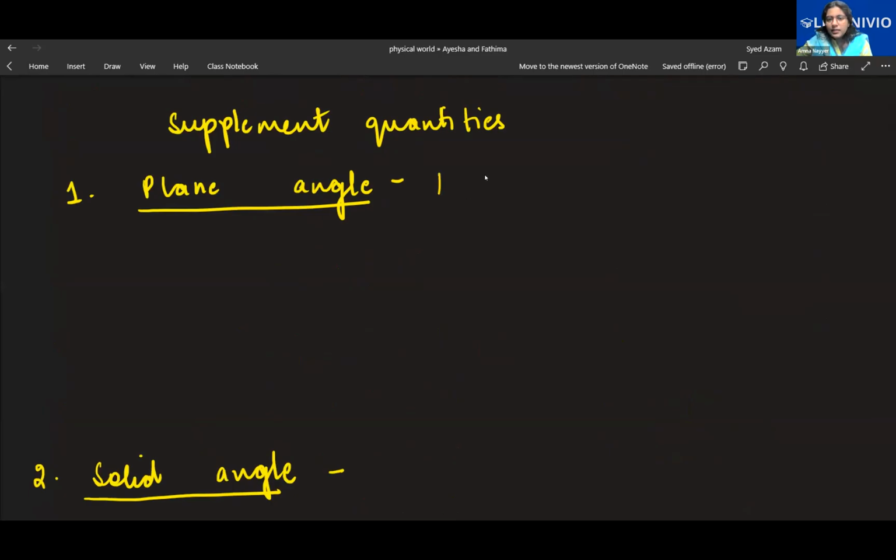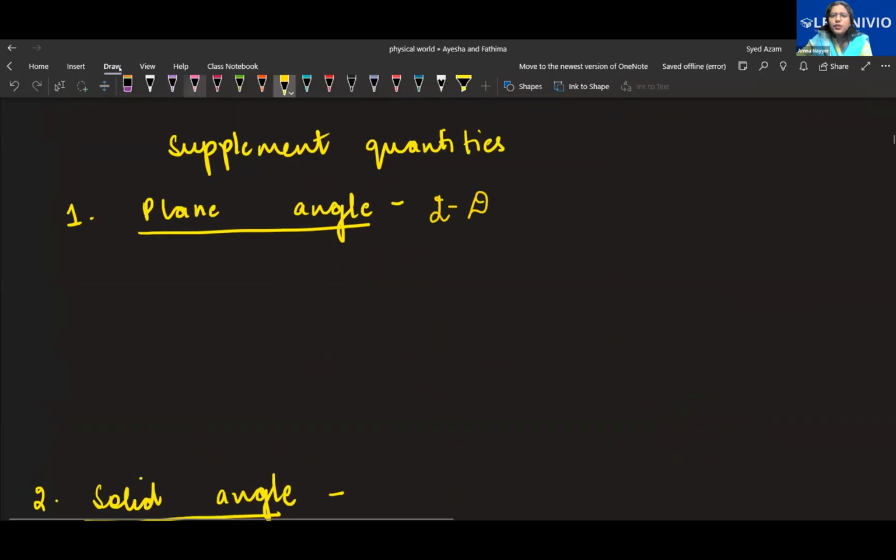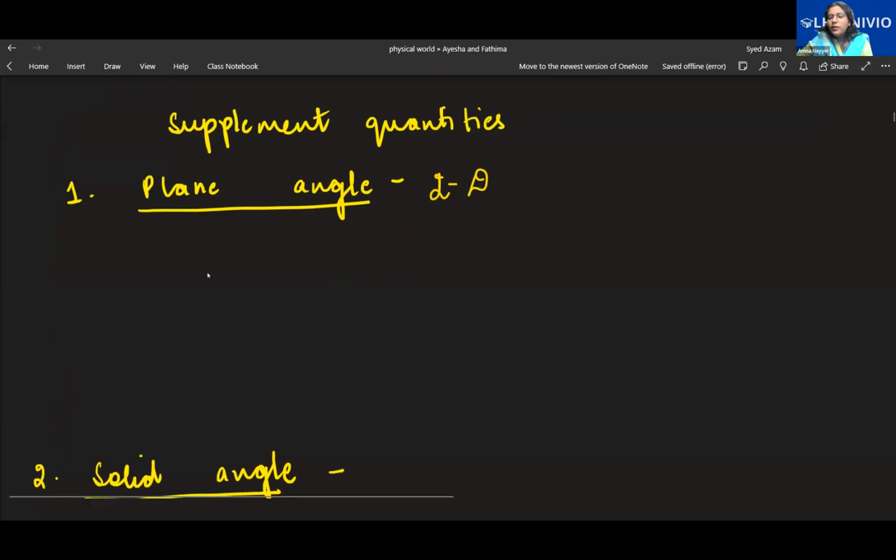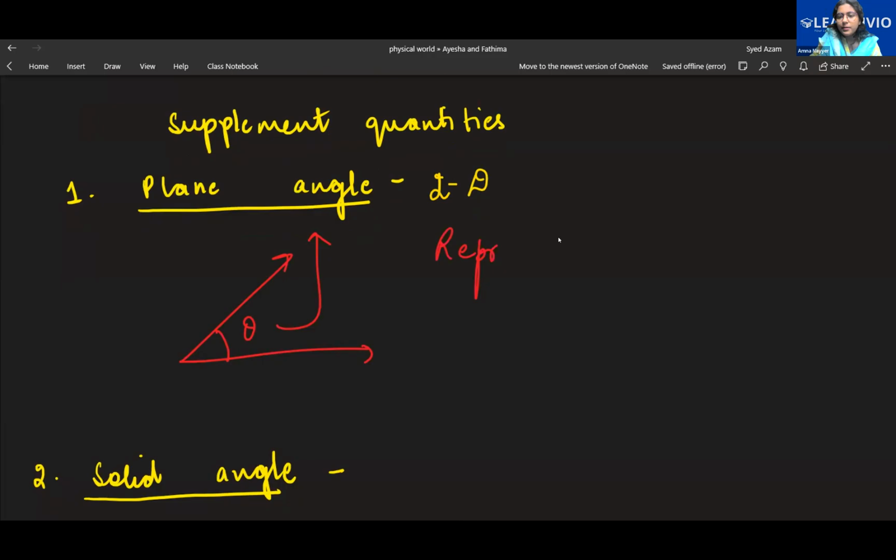See, plane angle means the angle that is formed in 2 dimensions, which you have been using till class 10th also. What was the angle? Sine theta, cos theta, what was it? It was a plane angle. It means the angle which is formed by the intersection of 2 lines, like theta. This is represented by theta, and the SI unit. So are you aware of the SI unit of angle? Anyone?